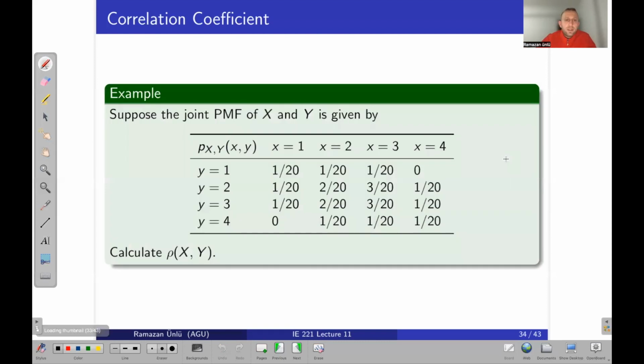Let me give you an example to make things more concrete. Suppose that we are given the probability mass function of x and y as shown in the table, and let's calculate the correlation coefficient of x and y.